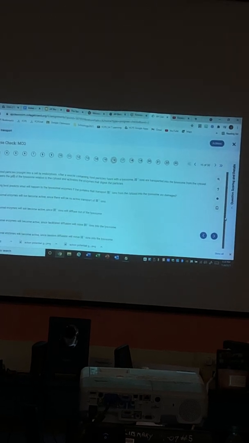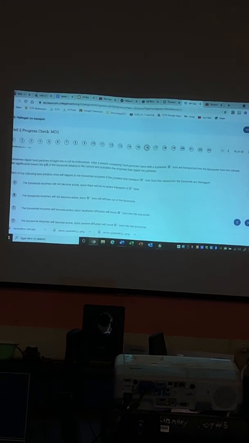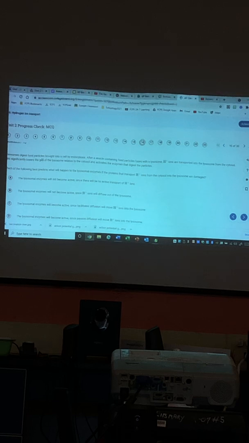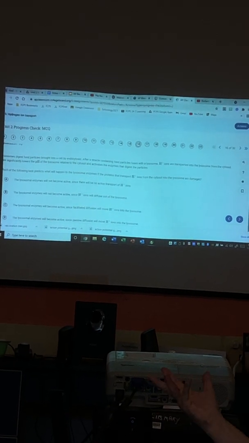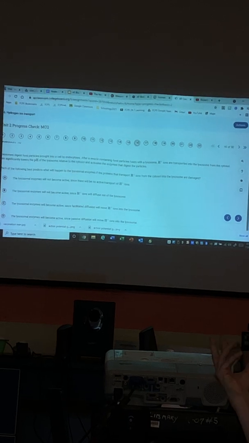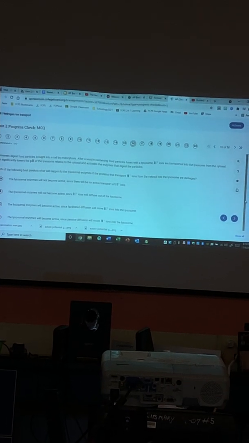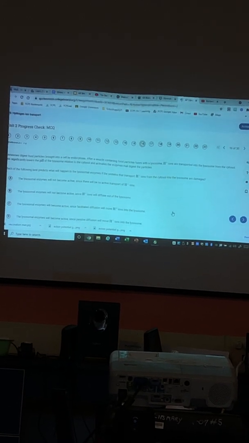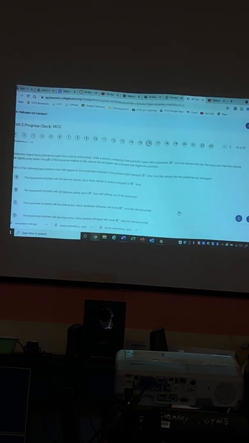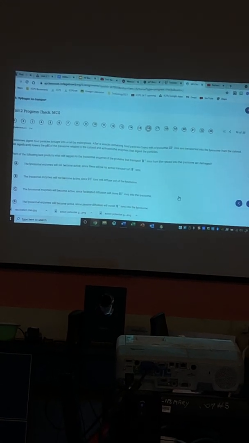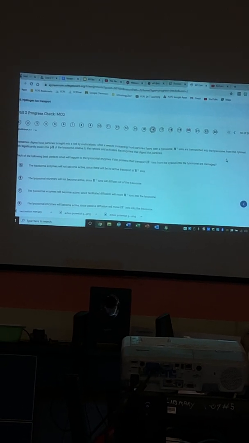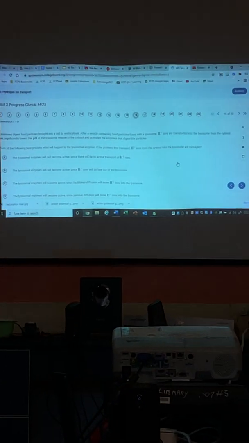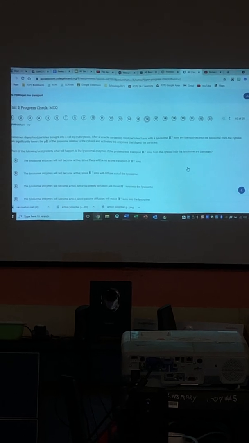Okay. A, the lysosomal enzymes will not become active since there will be no active transport of hydrogen ions. B, the lysosomal enzymes will not become active since hydrogen ions will diffuse out of the lysosome. C, the lysosomal enzymes will become active since facilitated diffusion will move hydrogens into the lysosome. D, the lysosomal enzymes will become active since passive diffusion will move hydrogen ions into the lysosome. Okay. If the transporters that are supposed to bring them in are damaged.